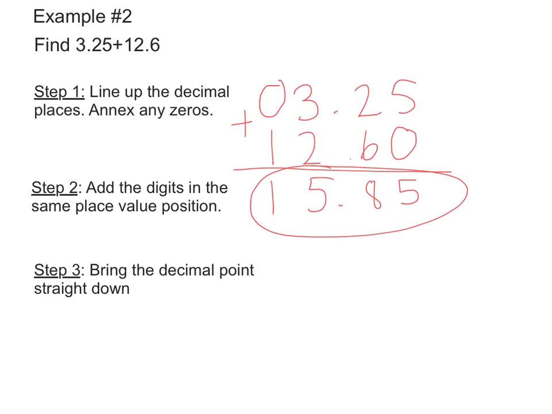Now, I want to double check with my estimation. If I have 3 and 25/100, that will round to 3. And 12 and 6/10 will round to 13. 3 plus 13 equals 16. 16 is close to 15 and 85/100, so I know my answer is correct.